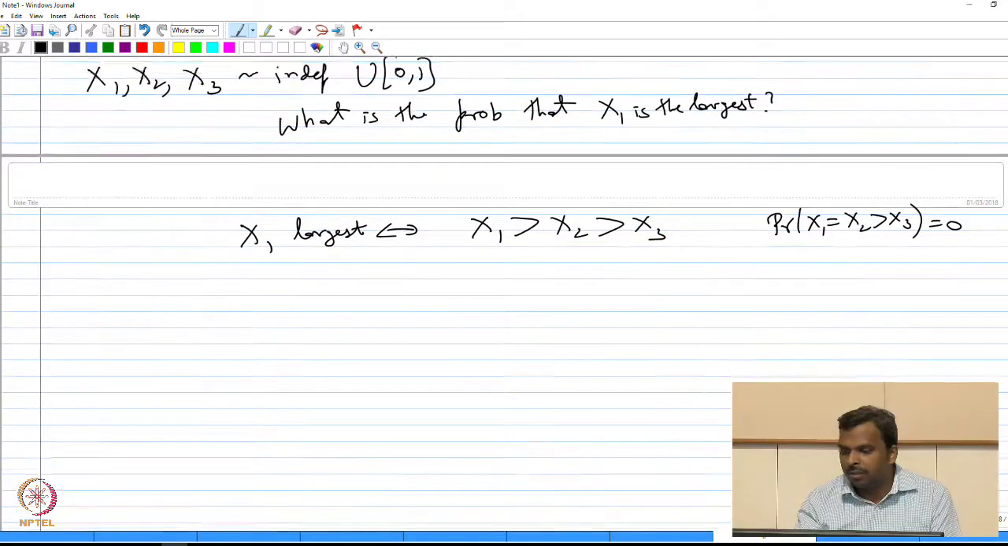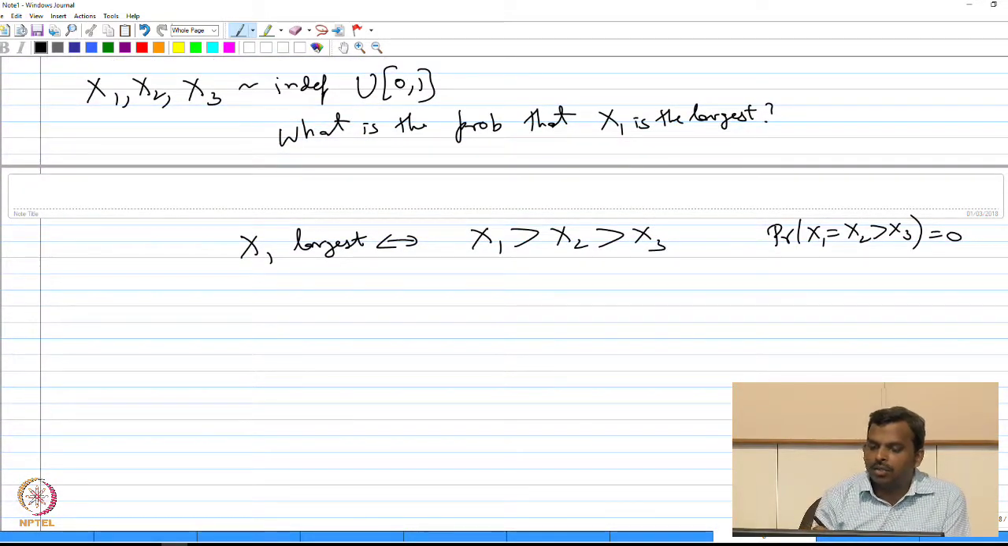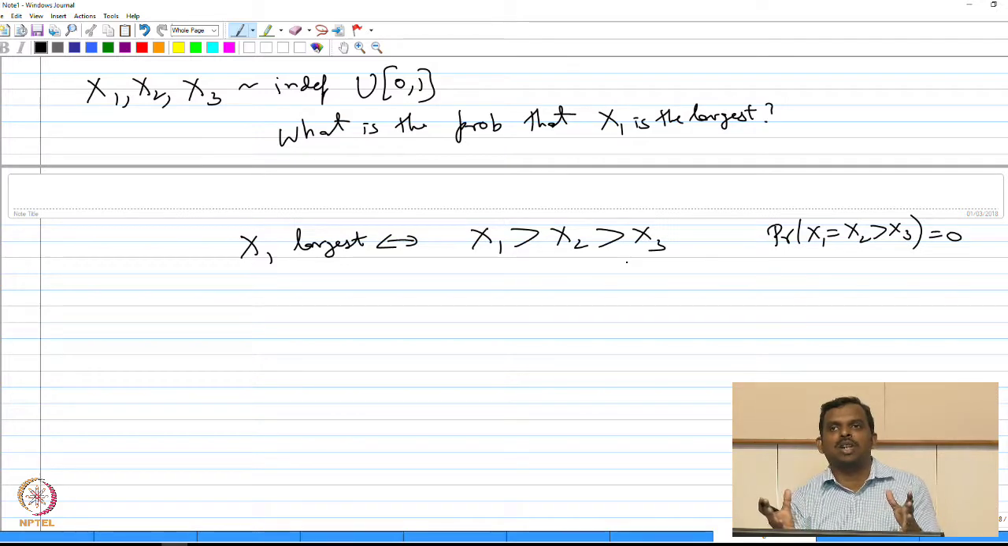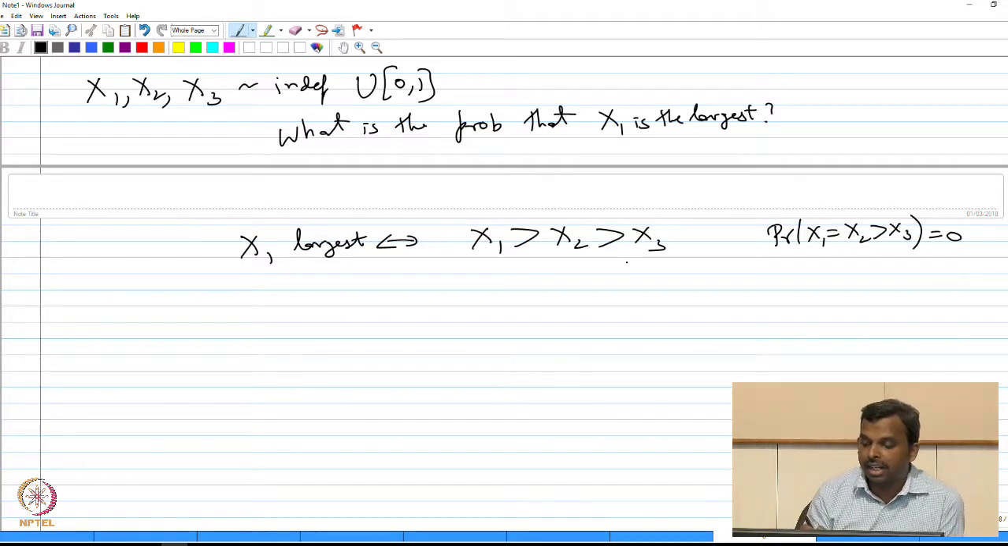So how do you use symmetry? If you look at the entire region of support, you split it into various pieces like this. Something should be greater or lesser, right? You pick any point x1, x2, x3, and there will be a certain ordering. If you look at all possible orderings, the probabilities of each of them should be the same. That's the critical idea here.